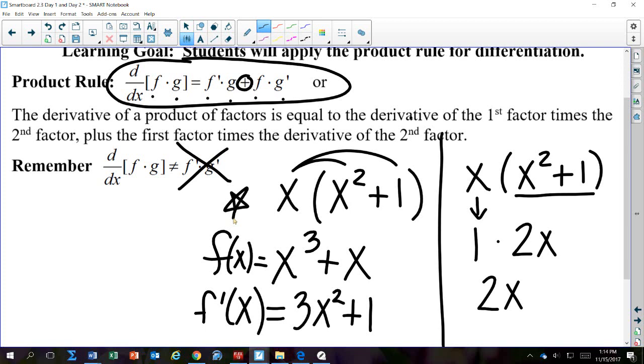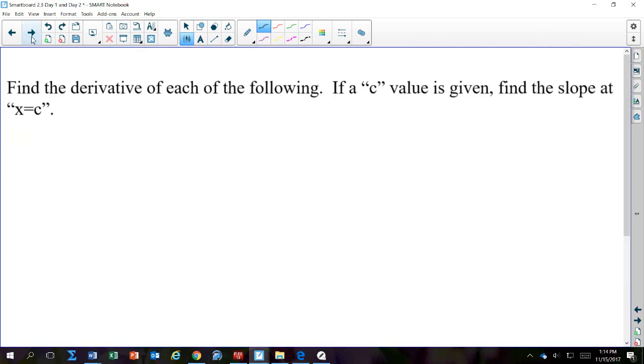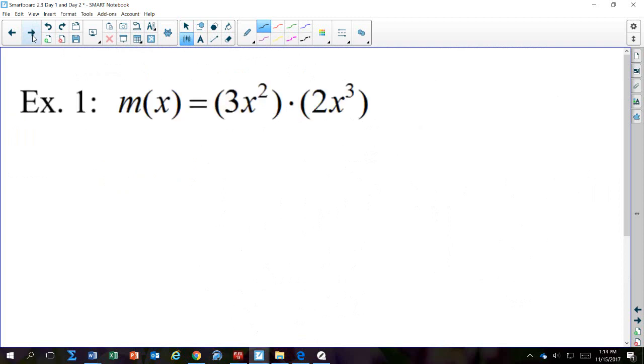When we're taking... there are some problems where you will have to use the product rule, which we'll see here in a second. So for all of these problems that follow, it says find the derivative. If a c value is given, find the slope of the tangent line at x equals c.